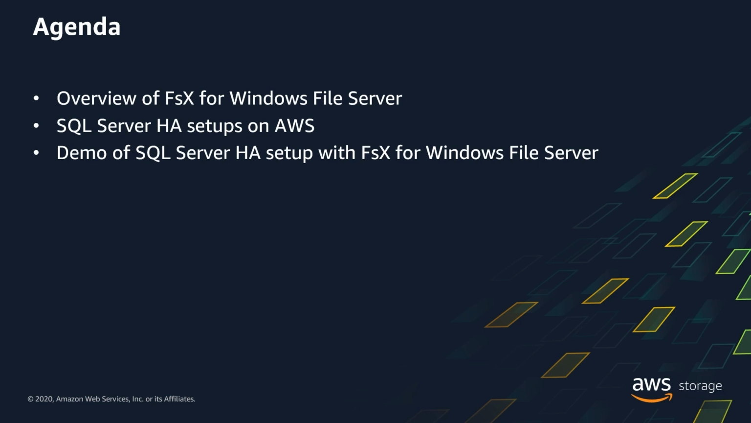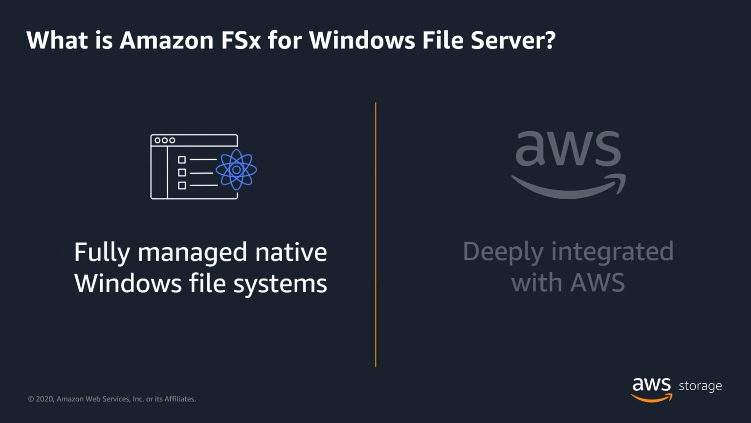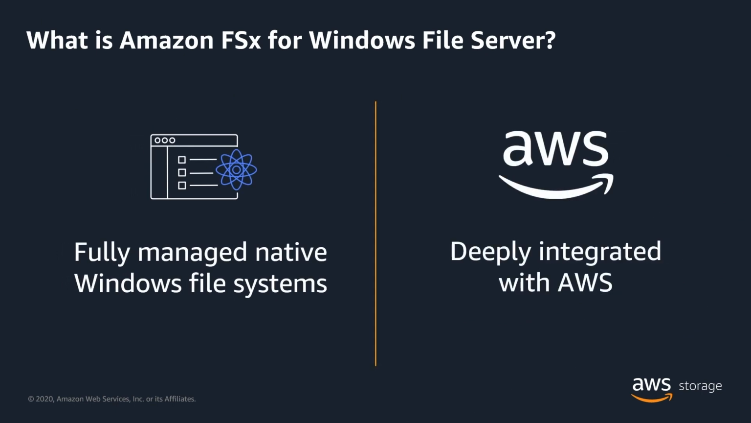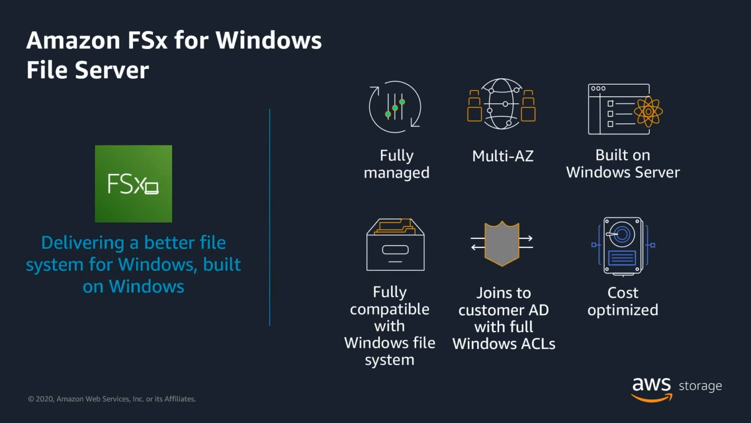So what is Amazon FSx for Windows File Server? At its core, it's a fully managed Windows file system. That means you get native Windows servers that provide a Windows file system to your applications. At the same time, FSx for Windows is deeply integrated in the AWS platform and can be configured through the AWS console and also through AWS APIs. And because it's running native Windows servers underneath, it's fully compatible with the Windows file system and also can be joined to existing customer Active Directories or the AWS Managed Active Directory service.